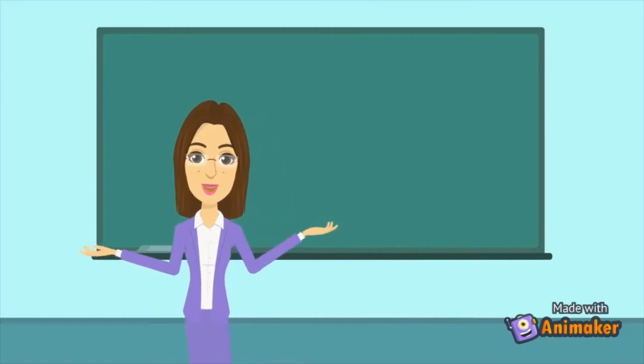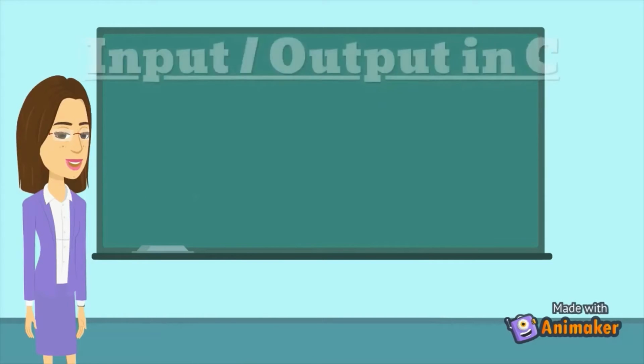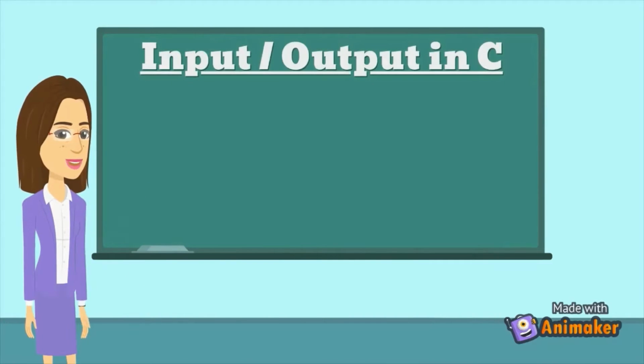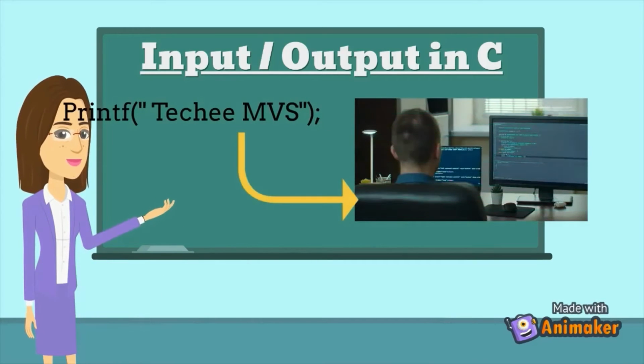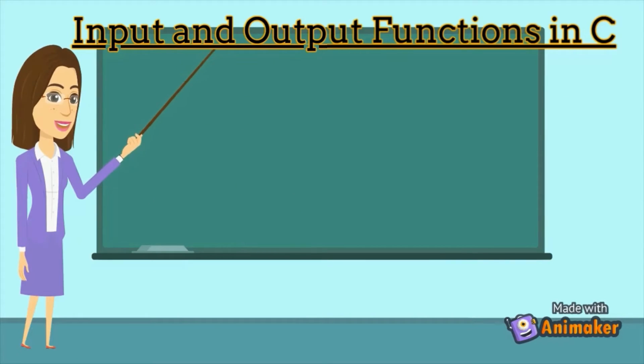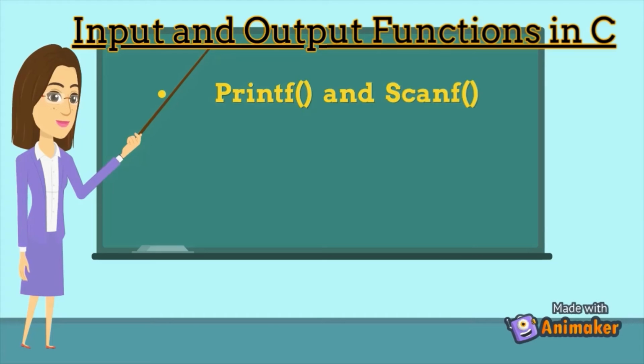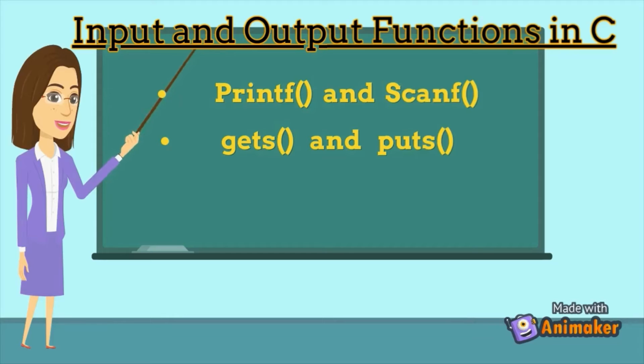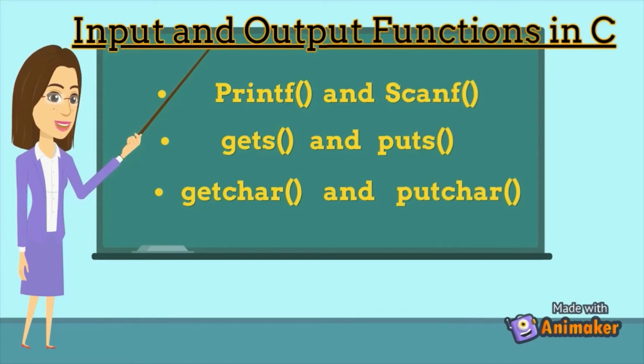We are in our next topic. That is input or output in C. Here we'll try to understand input and output functions available in C language, through which we can give input to our program, process it, and see the output of our program. Input and output functions available in C. They are printf and scanf. Next gets and puts. Last getchar and putchar functions.